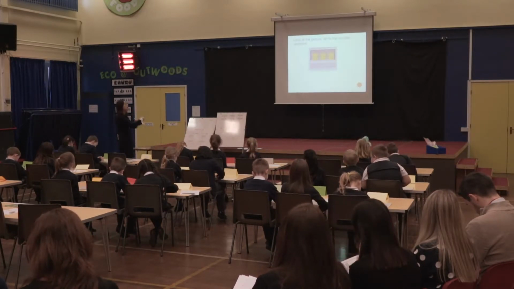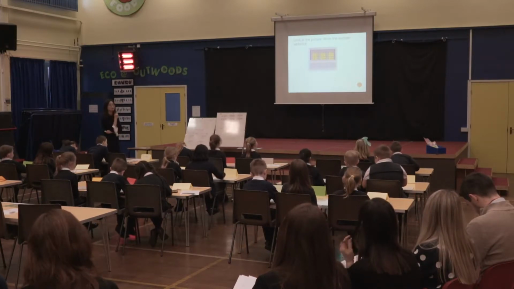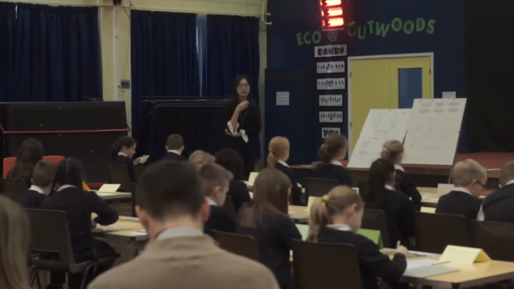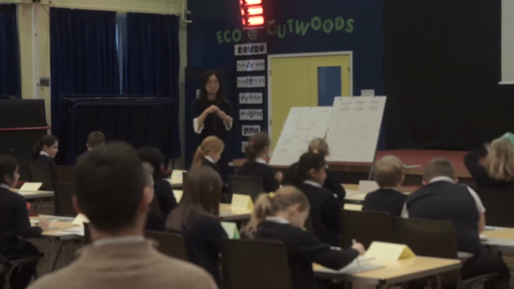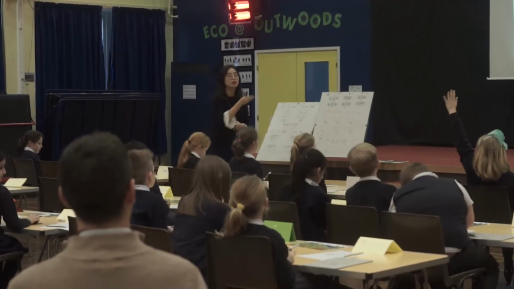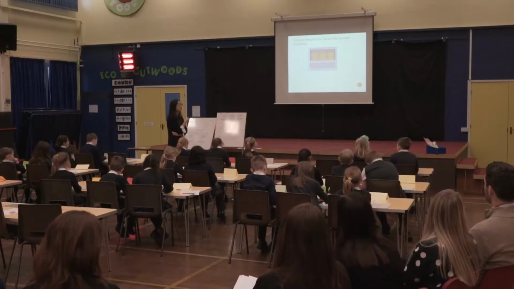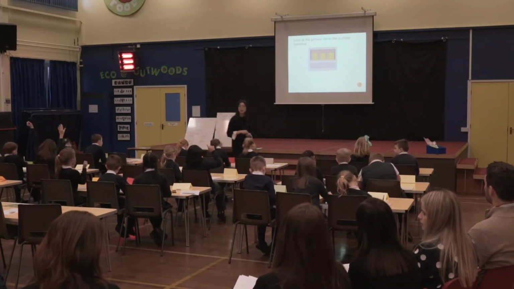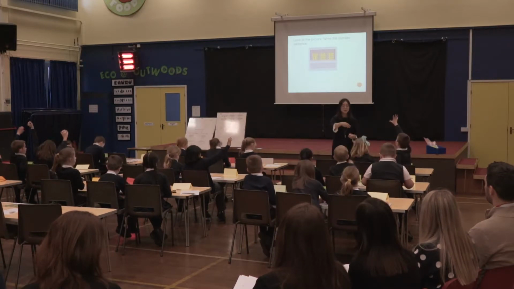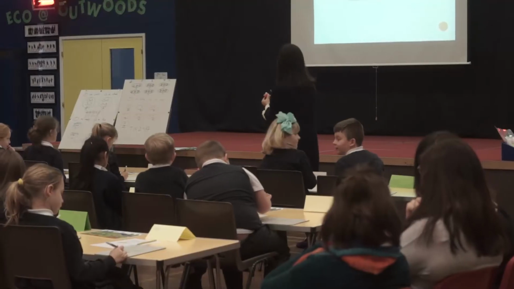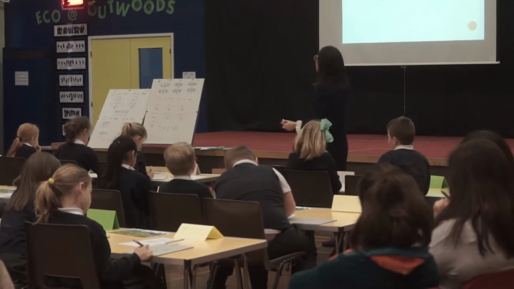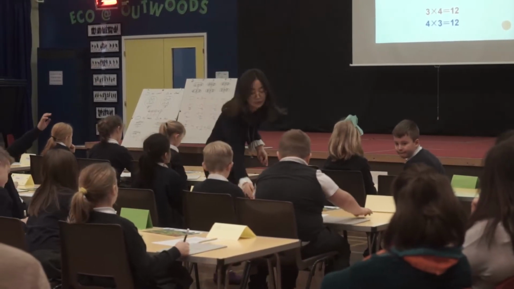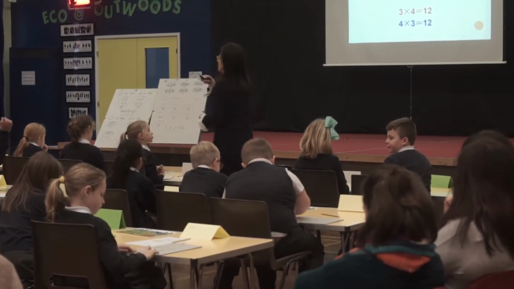And then look at the board. Look at the picture. Write the number sentence. Tell me the number sentence. You please. 4 times 3 equals 12. Wonderful. Different ideas. You please. 3 times 4 equals 12. Yes. So for this picture we can write 2 different number sentences.